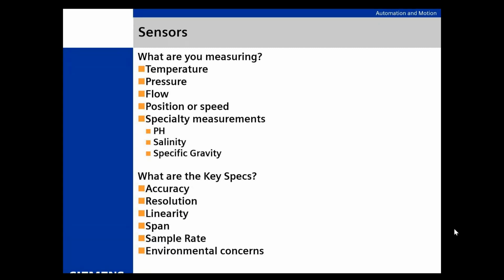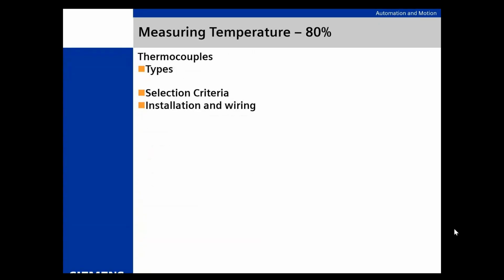All right. Measuring temperature. That's about, seriously, people argue this point, it's about 80% of control. Somewhere down the line, there's some sort of temperature loop. Okay? And most people do that with a thermocouple, RTD, or whatever.